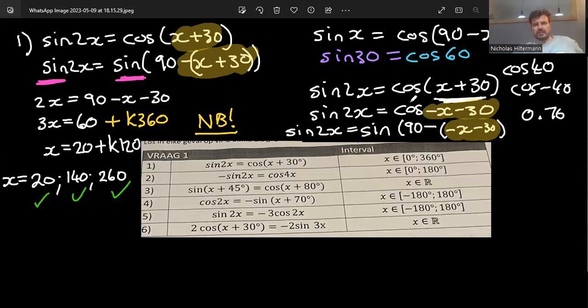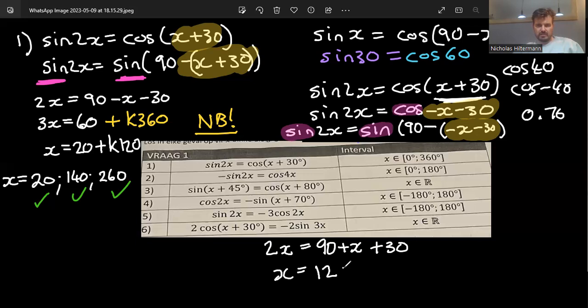So we've changed it from cos to sine, and we've made it 90 minus. So now we turn this cos into sine. Okay, so now these signs are the same, so we can drop the signs and just solve for the numbers. And so 2x equals 90 plus x plus 30, and so we have x equals 120.